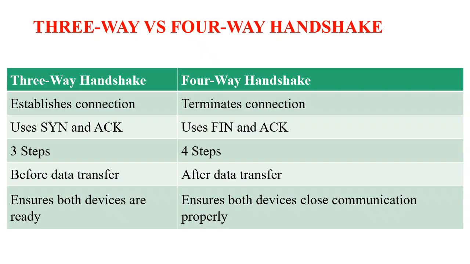Let's quickly compare both handshakes. The three-way handshake is used before transmission. Its purpose is to establish a reliable connection. It uses the SYN and ACK flags and requires three steps. On the other hand, the four-way handshake is performed after communication is complete. Its purpose is to terminate the connection safely. It mainly uses FIN and ACK packets and consists of four steps. So simply remember, three-way handshake equals connection establishment, four-way handshake equals connection termination.